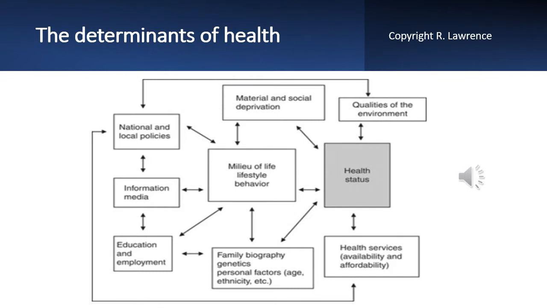And then at your left-hand side, you can see the national and local policies, information media, education and employment. And at your right side, you can see the qualities of the environment, for example, pollution, and access to health services, which again affect health. As you can see here, these factors are interrelated with each other. So we understand that health is multidimensional and systemic.